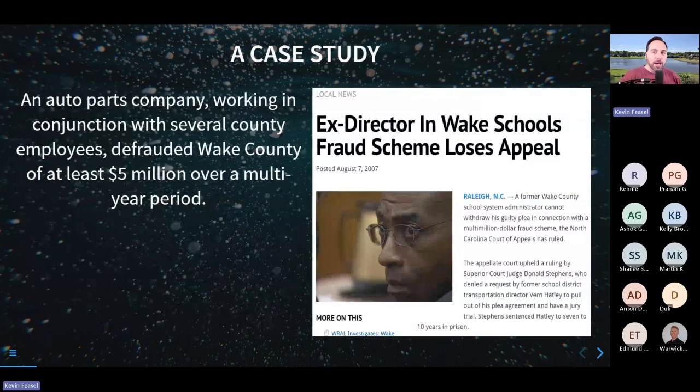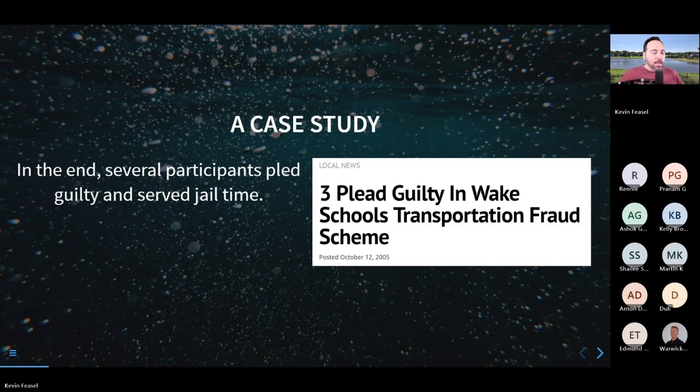Basically, what was happening was there was an auto parts company that was working in conjunction with several county employees. Now, these employees worked for the school transportation department within the county. So they were responsible for school buses that would take kids to the different elementary, middle, and high schools in the area here. They defrauded Wake County of over $5 million over a multi-year period.